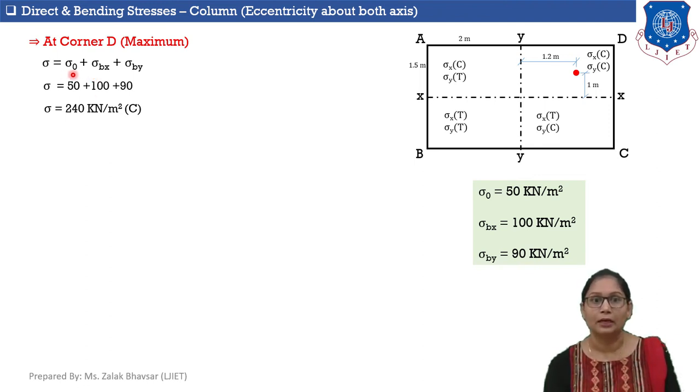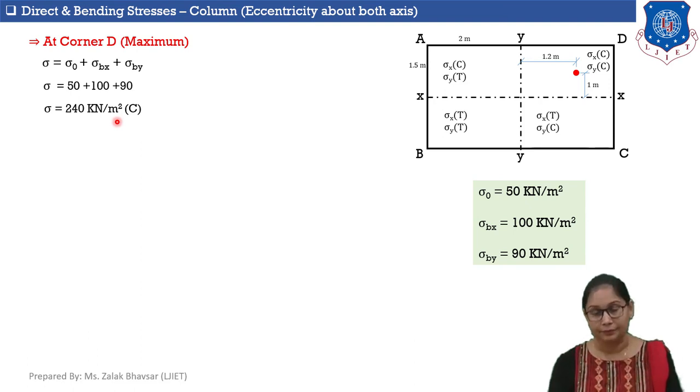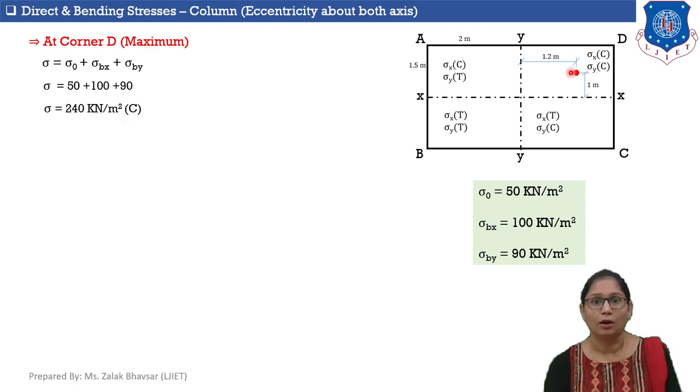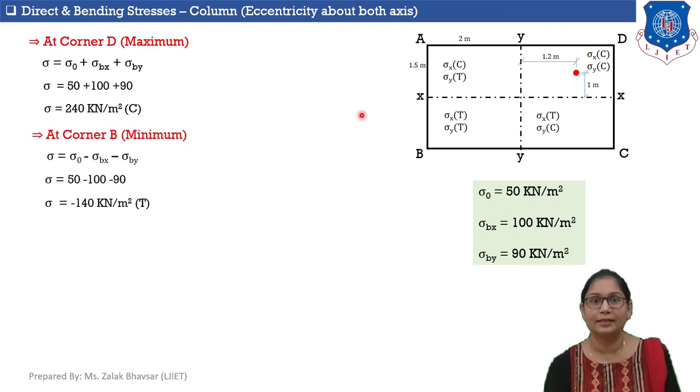The value of sigma 0 we calculated is 50 kilonewton per meter square. Sigma Bx is 100 kilonewton per meter square and sigma By is 90. So total stress developed at corner D is equal to 240 kilonewton per meter square. Here I am getting a positive value of total stress. It means we can say that at corner D, stresses developed will be compressive in nature. Now let's calculate total stresses at corner B.